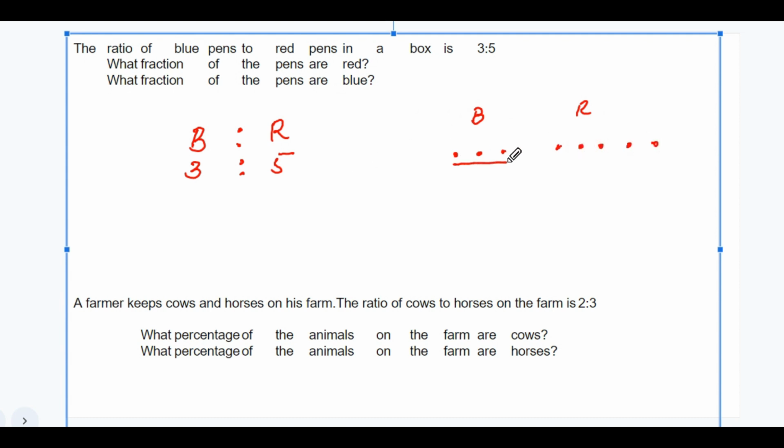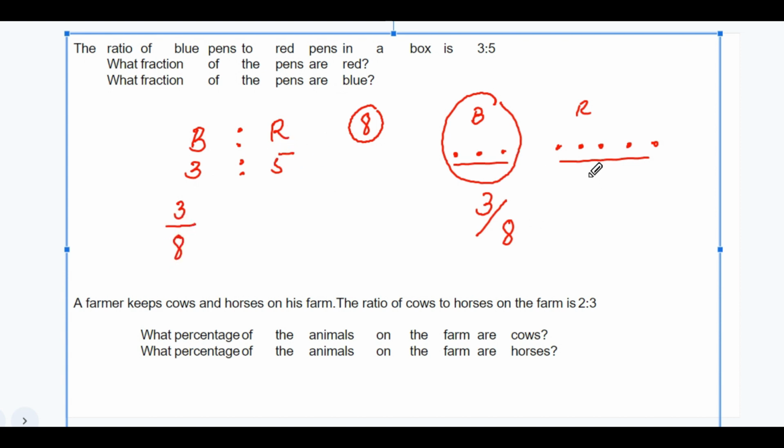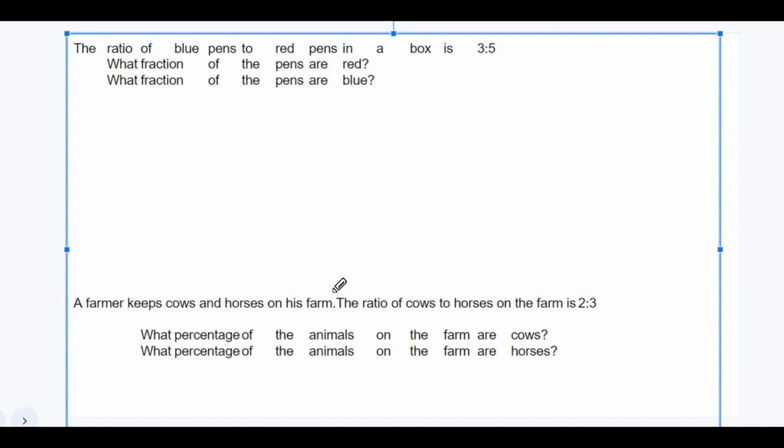Okay, so how many in total? 3 and 5 means 8 are in total. Total pens are 8. The fraction of blue pens will be 3 out of 8. So the fraction is simply 3 out of 8, whereas the fraction of red pens will be 1 2 3 4 5 out of 8. So that's your answer. Very simple. Okay, so now look at the next question.